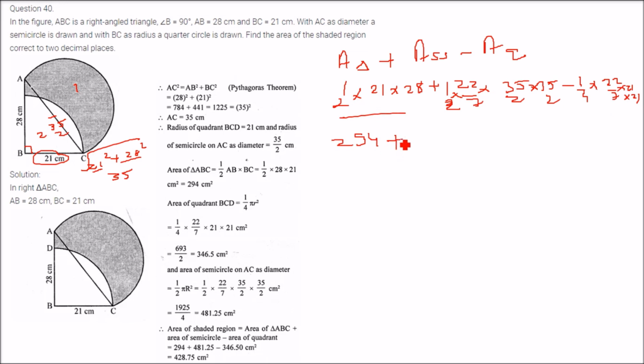The triangle area will come to be 294. Then we have plus, so we have to add this one. This will come as 481.25. And we have to subtract this 1 by 4 pi r square. This will come as 346.5. And when you compute it, it is going to come as 428.75 centimeters square.